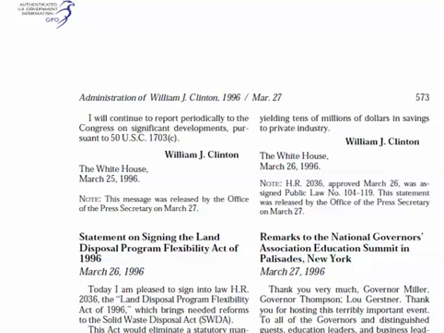Presidential signing messages are printed a number of places, but their official source, for those prior to 2009, is something called the Weekly Compilation of Presidential Documents. This is an example of President Clinton's signing statement on signing the Land Disposal Program Flexibility Act of 1996 in the Weekly Compilation of Presidential Documents for March 29, 1996.